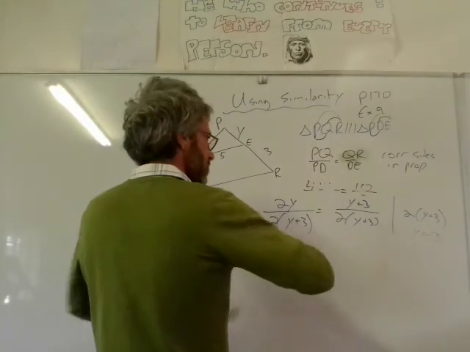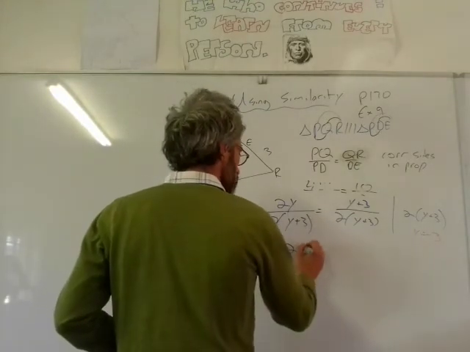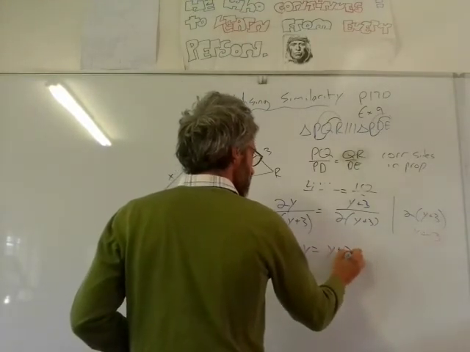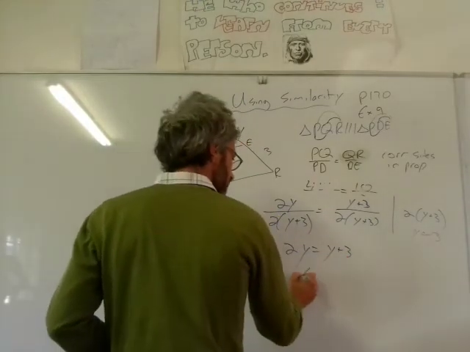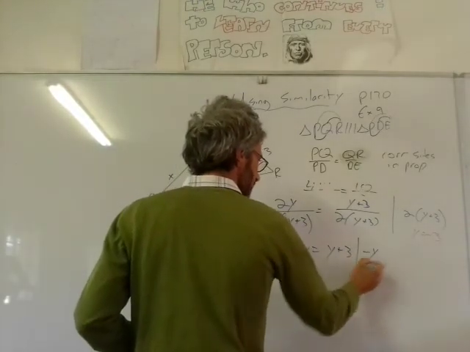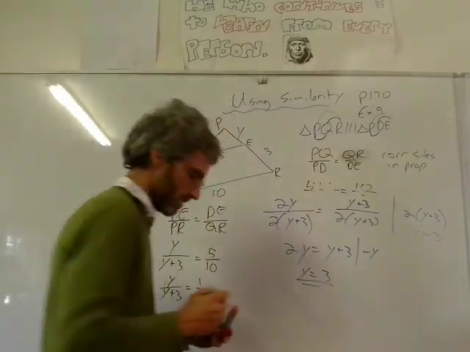Okay? Now we're going to multiply. So we're going to say 2y equals y plus 3. We move the y to this side. We're going to have 2y minus y equals 3. And that's the answer.